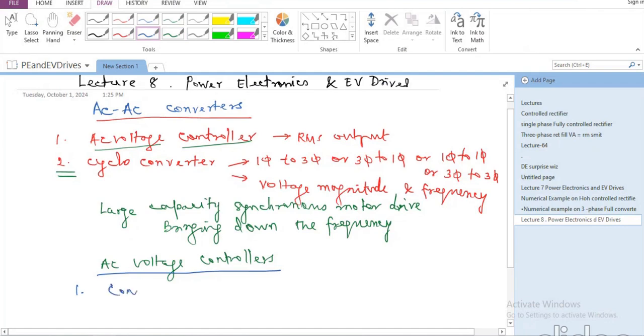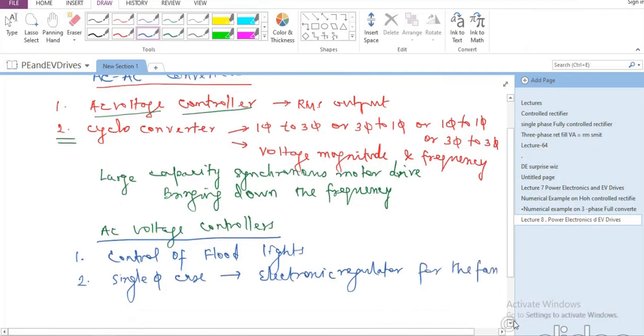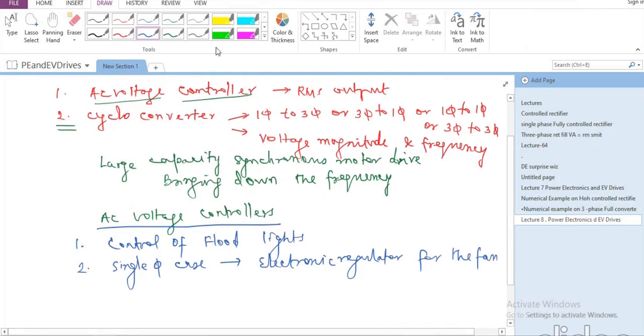So control of floodlights can be done using AC voltage controller. Another major application of AC voltage controller is also, especially single phase case, what you see as the electronic regulator for the fan. So that is basically an AC voltage controller. Whatever is sold as electronic regulator for the fan, ceiling fans and things like that, those are generally single phase AC voltage controller.